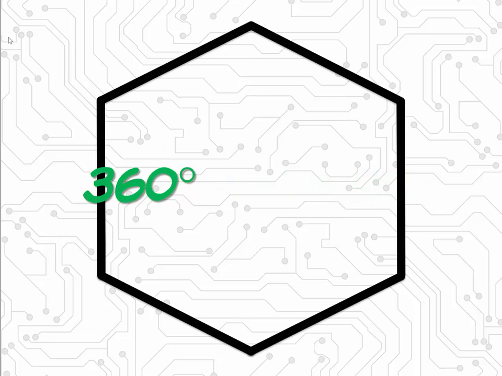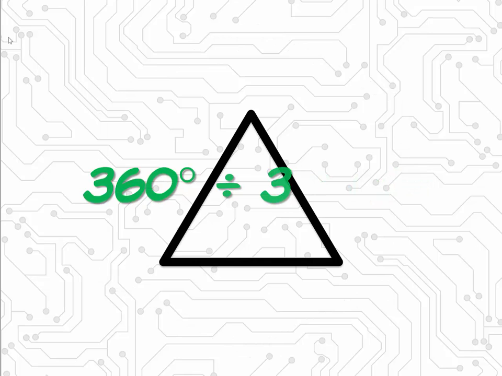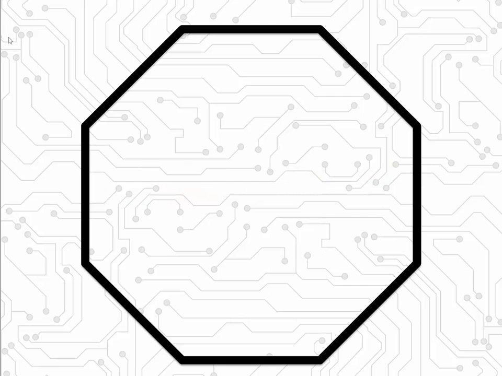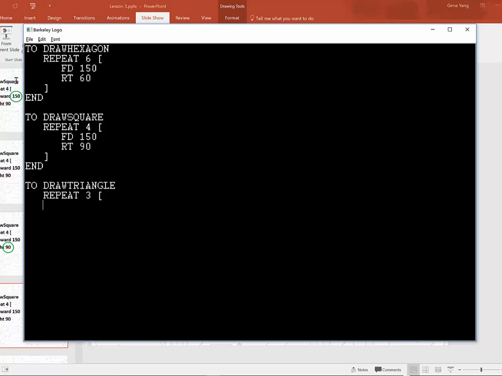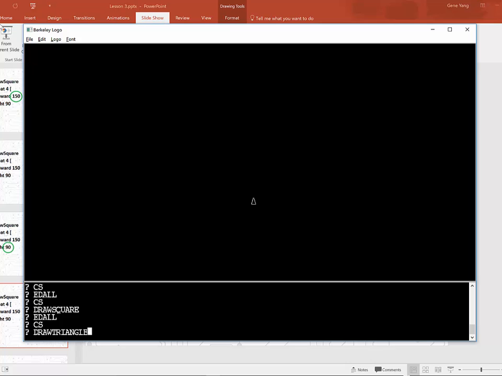You can do this with any shape. A triangle, for example, has 3 sides, so the turtle is going to have to turn 120 for each corner. An octagon has 8 sides, so the turtle would have to turn 45 for each corner. Here's what the code for a triangle and for an octagon would look like. Let's type both draw triangle and draw octagon in. Now the turtle knows how to draw a triangle and how to draw an octagon. You gotta admit, that's pretty awesome.